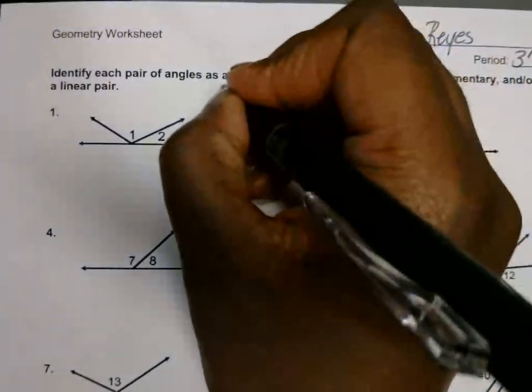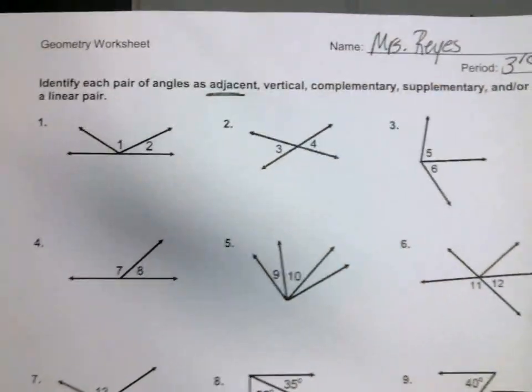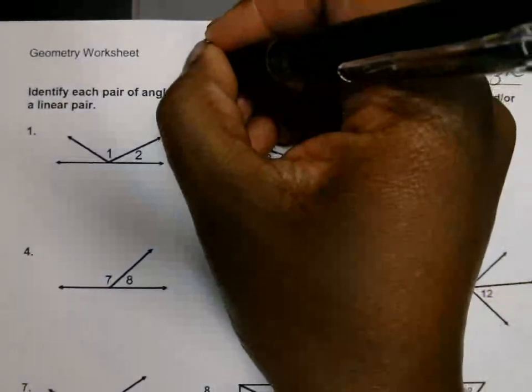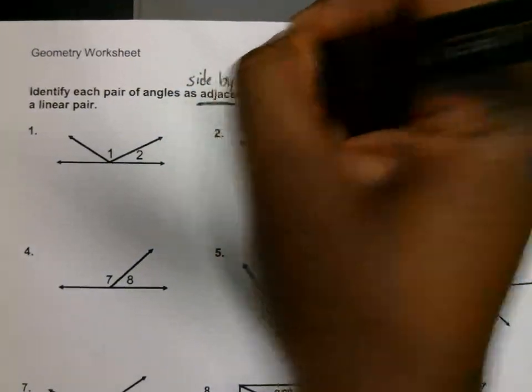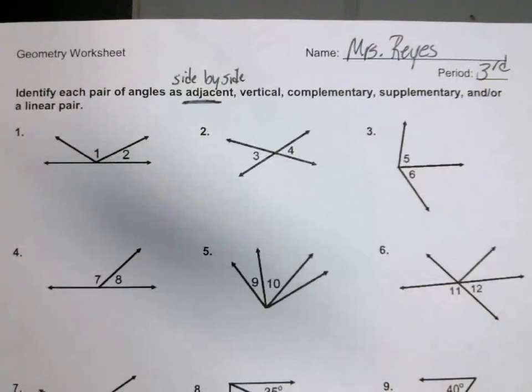Adjacent means angles that are side by side. I'm going to write right above it, side by side. Adjacent means side by side. That means my room is adjacent to Mr. Haverstock's room. We share that same wall. They are side by side. My room is also adjacent to Mrs. Arrington's room because we share the same wall. They are side by side. Haley, sit up.